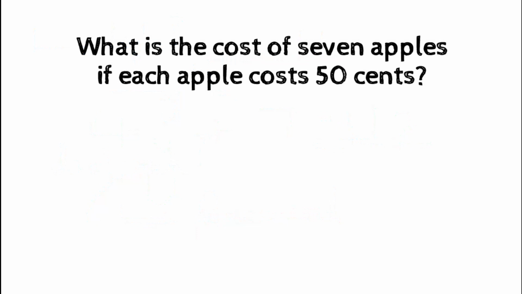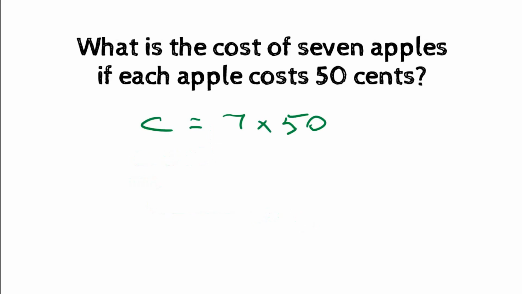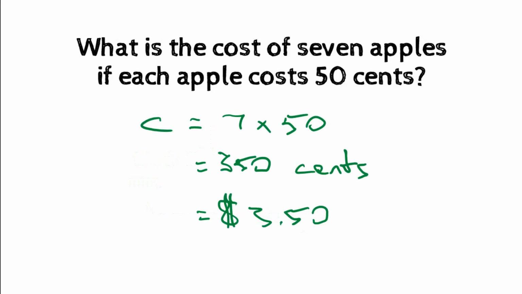So here's an example of a problem. What is the cost of 7 apples if each apple costs 50 cents? In this problem, we could let C stand for the cost. So C would equal 7 lots of 50 cents, 7 times 50 cents. We could then write an equation, C equals 7 times 50. Solving this equation would give C equals 350 cents, or $3.50.